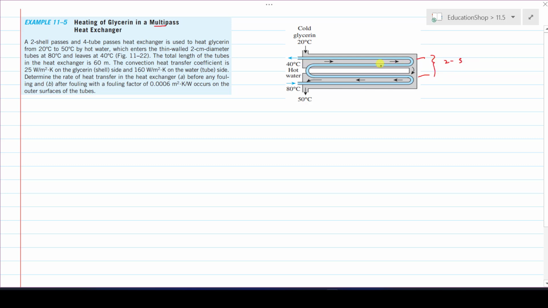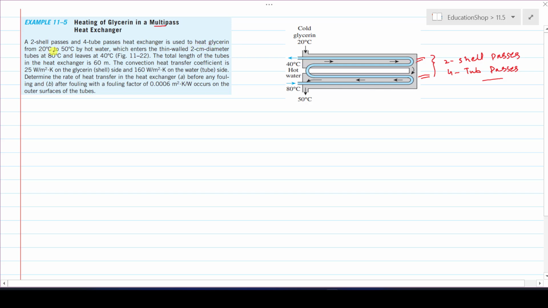In this heat exchanger, you can see that there are 2 shells: this is the first shell, this is the second shell. That's why we can say 2 shell passes, and the number of tube passes is 4: 1, 2, 3, 4. So combined, we can say it is a 2 shell pass and 4 tube pass heat exchanger. Let's come to the statement. A 2 shell pass and 4 tube pass heat exchanger, called a multipass heat exchanger, is used to heat glycerin from 20 °C to 50 °C by hot water, which enters the thin walled 2 cm diameter tube at 80 °C and leaves at 40 °C.